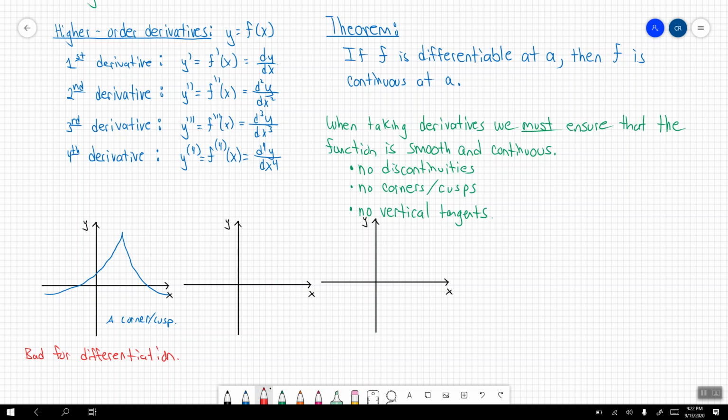And all of these are bad for differentiation, by the way. So another one that would be bad for differentiation would be discontinuities. So in other words, if we have a function that is not continuous, this is bad, again, for differentiation at the value of a. And so again, this is discontinuity. And the last one's a vertical tangent.